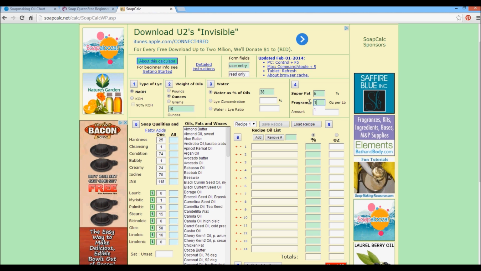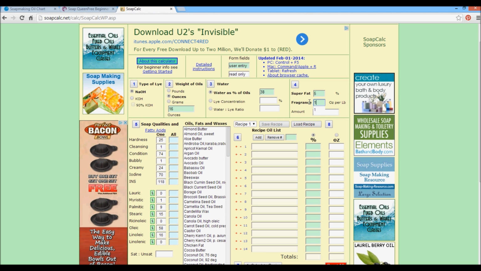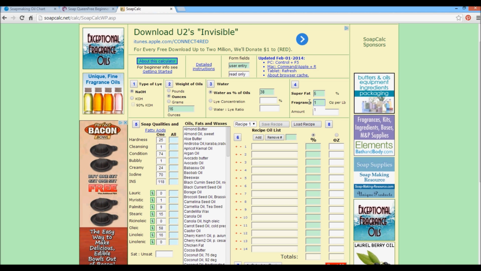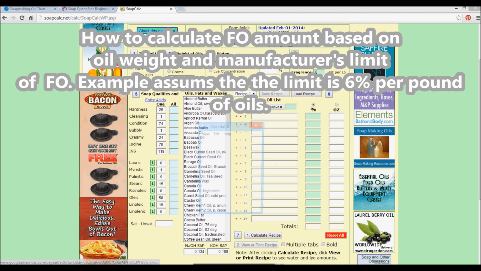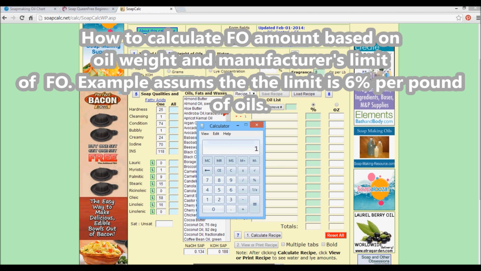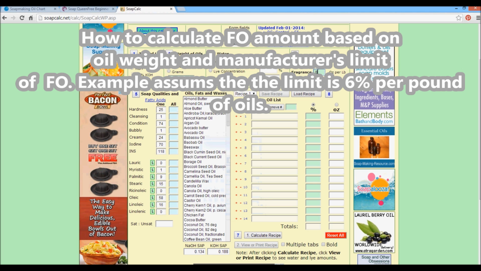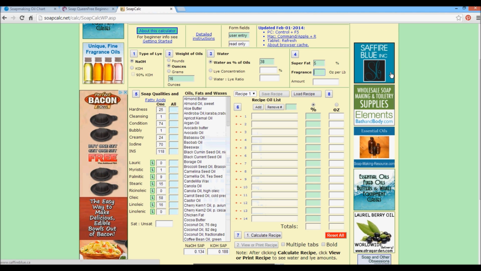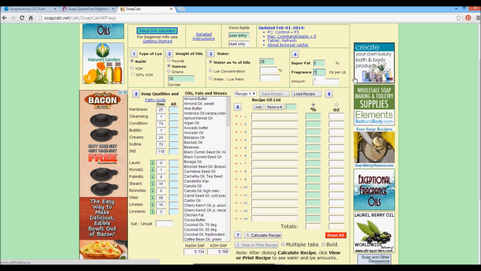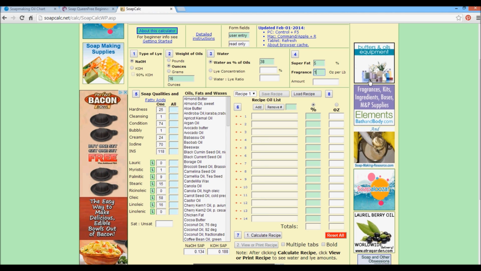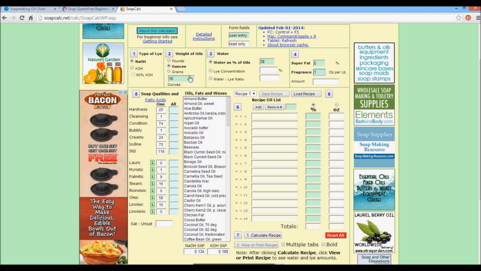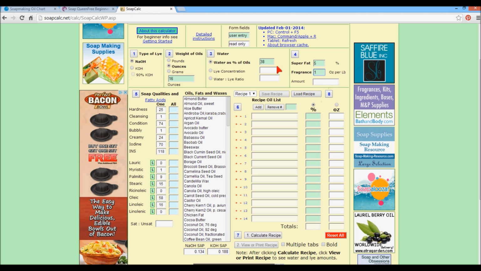Every fragrance will tell you how much you're allowed to use. What you do is you take your pounds of oils, 16 times 0.06, so it's 0.96. So we can say, well, 0.96 is almost an ounce, so we can say that it's 1 ounce per pound of oils that we want to put for fragrance. And this will calculate when we calculate. Okay, so this is how you set up your basic properties for what you want your loaf.